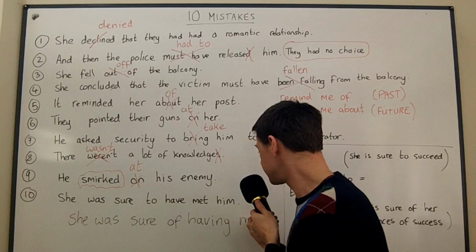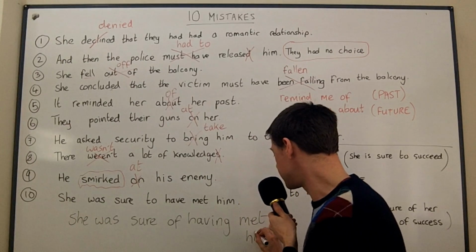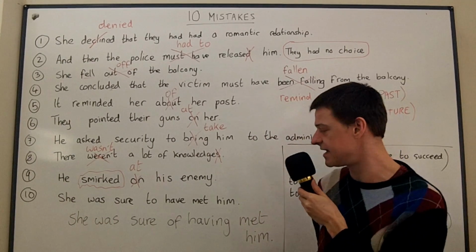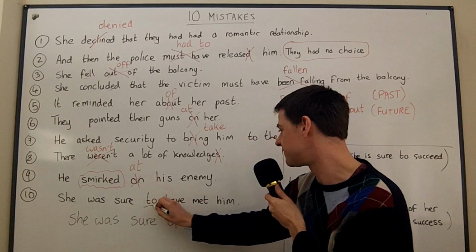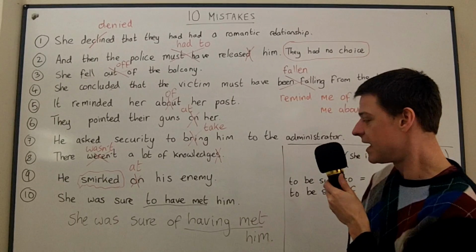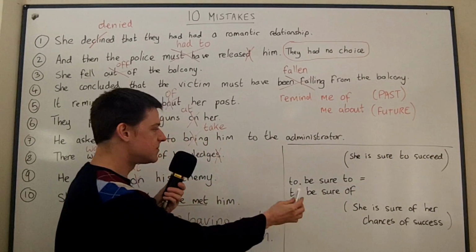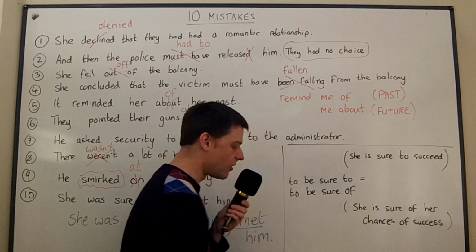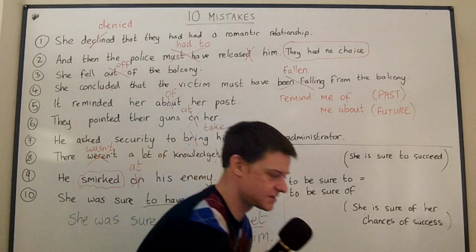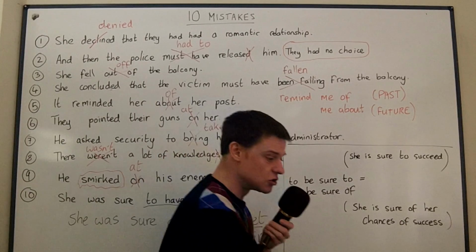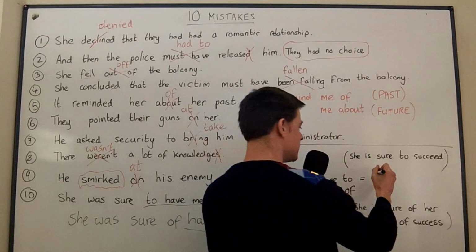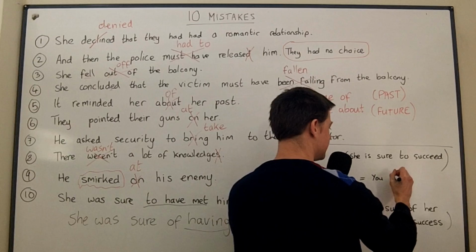Now, both of these sentences are grammatically correct, but they mean different things. One has got the perfect gerund, having met, and one has got the perfect infinitive, to have met. And the difference is this. To be sure to and to be sure of are actually very different. To be sure to means that you are 100% certain something will happen.